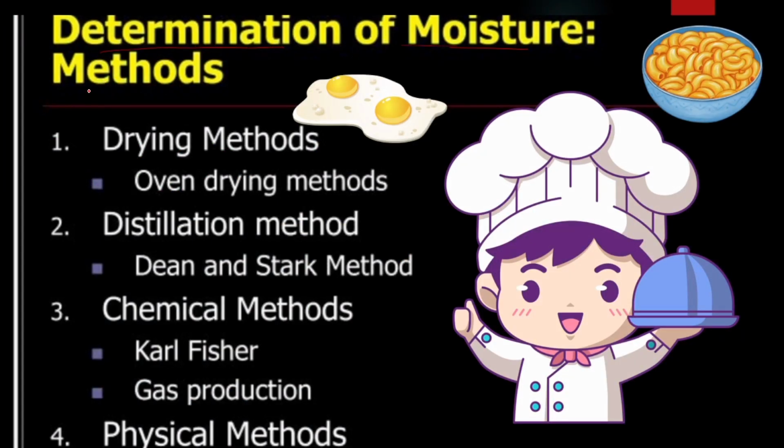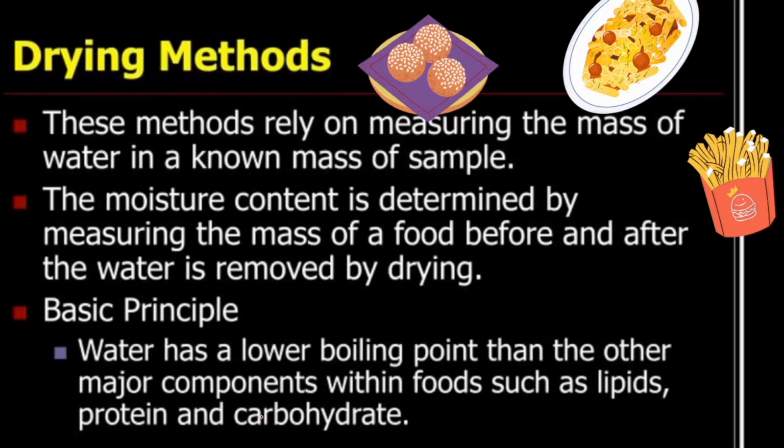Determination of moisture methods. In this we see 4 methods. Drying method. In this oven drying methods are used. Distillation method. In this we see the Dean and Stark method. Next is the chemical methods. In this we see the Karl Fischer and the gas production. And next is the physical methods. Next is the drying method.